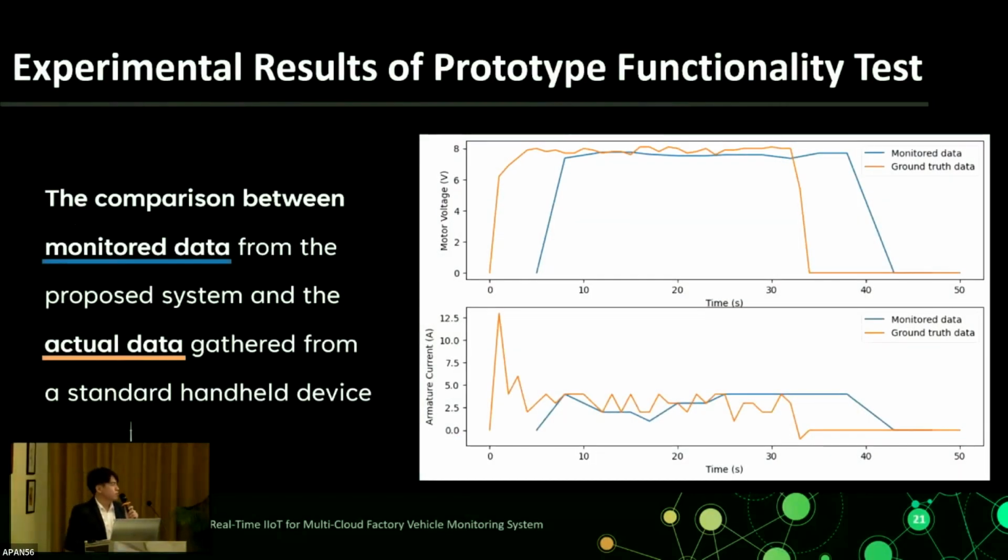We have to verify the functionality of our system compared to the handheld device. So here is the comparison of monitor data gained from our system and the actual data that we have from the standard handheld device. We can see that the trend of the data is the same, but with some lag of time. It is due to the functioning of the microcontroller that we designed, because we send data every 5 seconds, so it has some time shift.